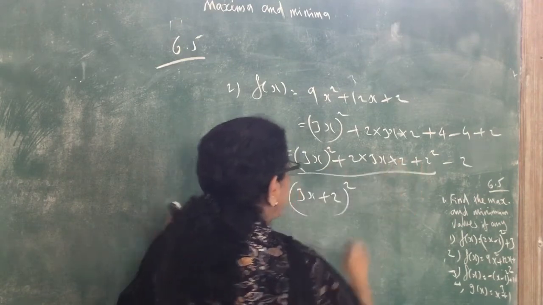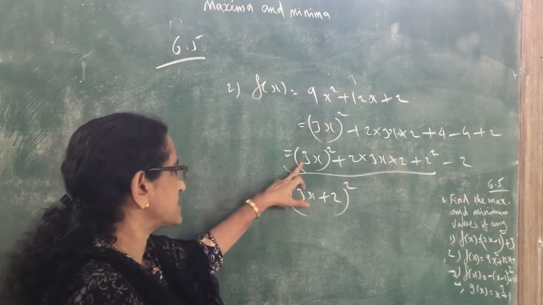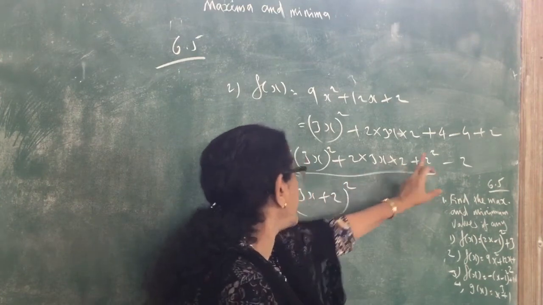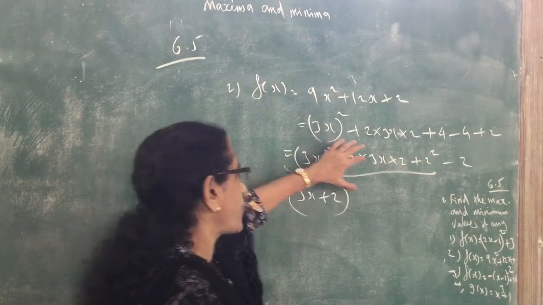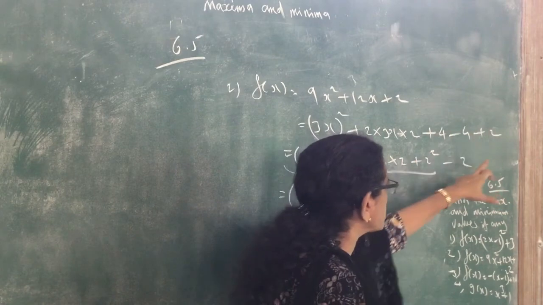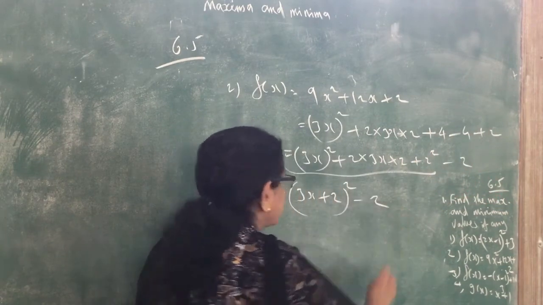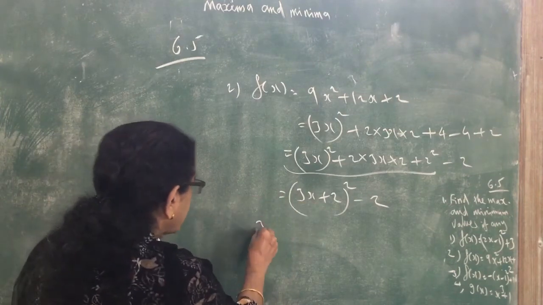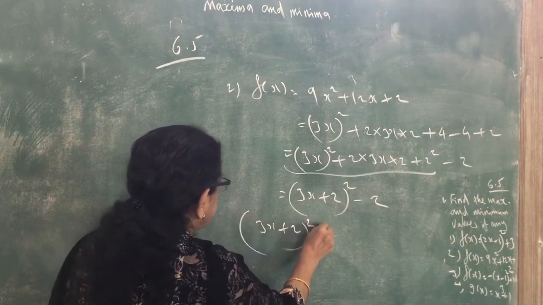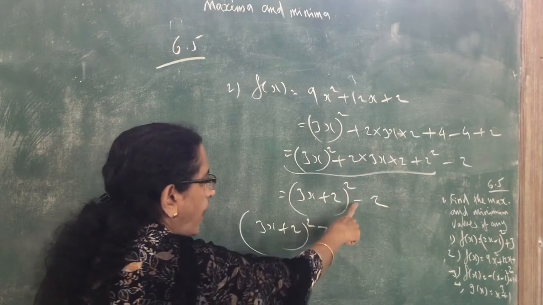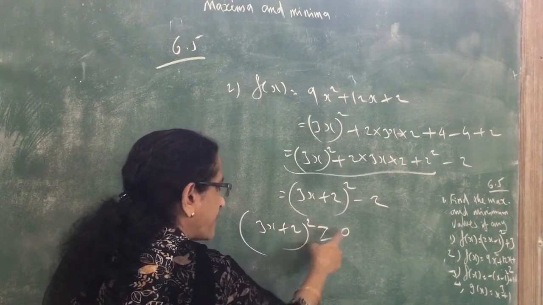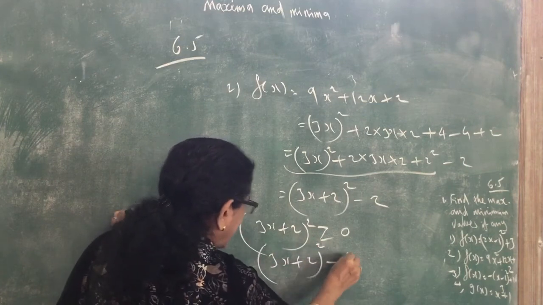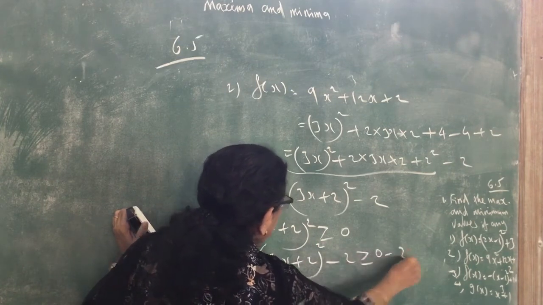So this is same as (3x plus 2) whole square minus 2. Now we know (3x plus 2) whole square is greater than or equal to 0. We have minus 2 here, so we can add minus 2 both sides. So (3x plus 2) whole square minus 2 is greater than or equal to 0 minus 2.